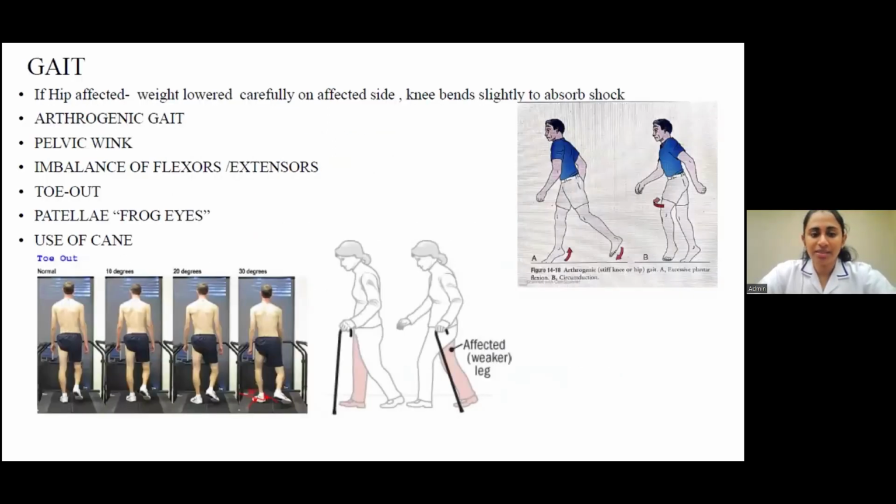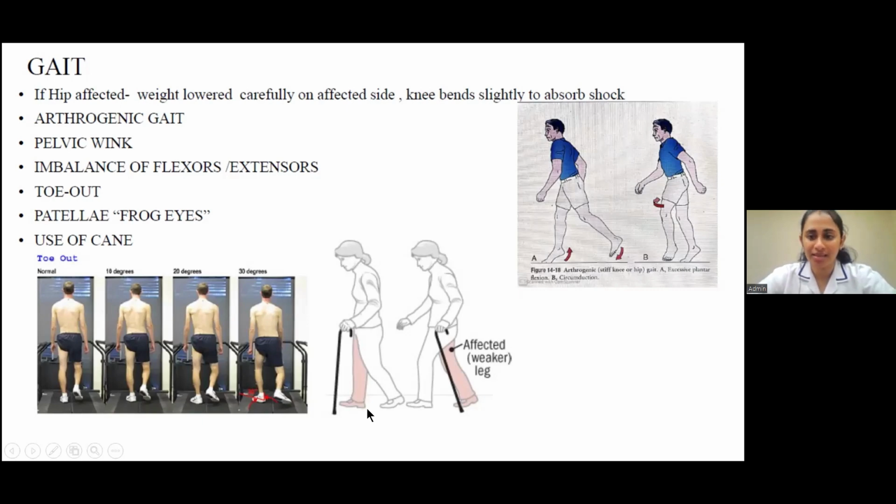So coming to the gait assessment, when the hip is involved, the weight bearing on the affected side is going to be lowered. The knee slightly bends to absorb the shock that is coming from the ground reaction force. Again, this is called an arthrogenic gait, where there is going to be an imbalance of flexors and extensors as well. And if you see, there is going to be quite a deviation of gait here. So there is going to be quite an out-toeing.